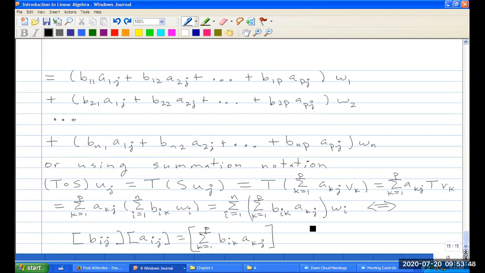But this is the ij member of my matrix. So how do I define matrix multiplication? If you have a matrix multiplied by a matrix with entries a ij, it's a sum, k equaling 1 to p, of b sub ik, a sub kj. And that's what it is. So you're forced to give that definition.